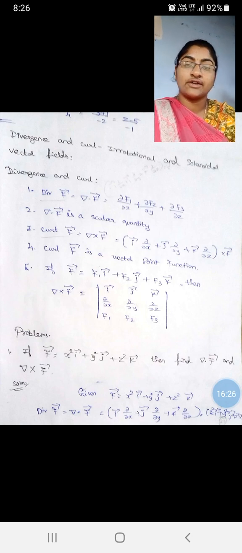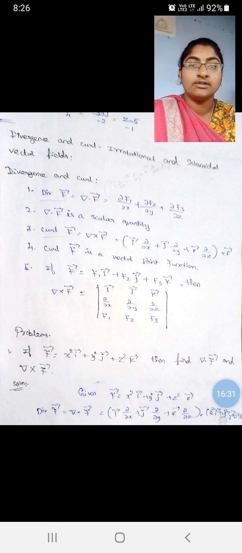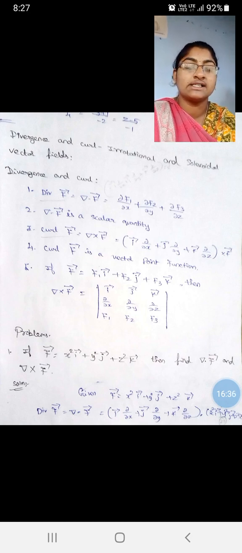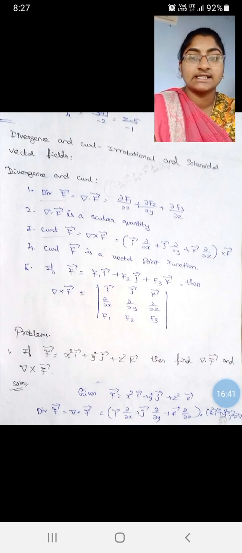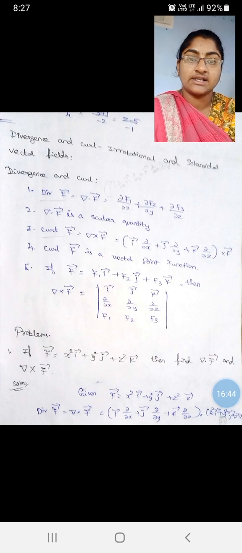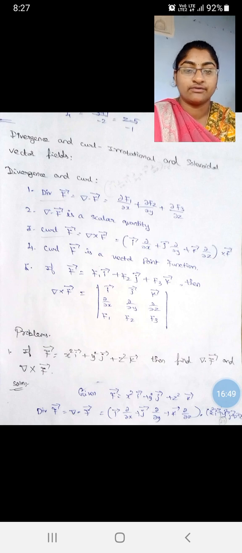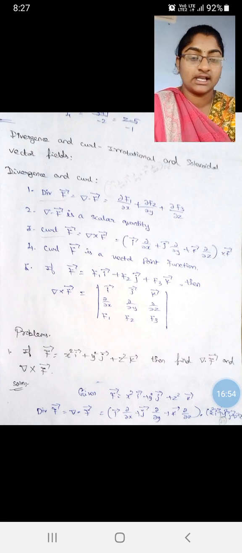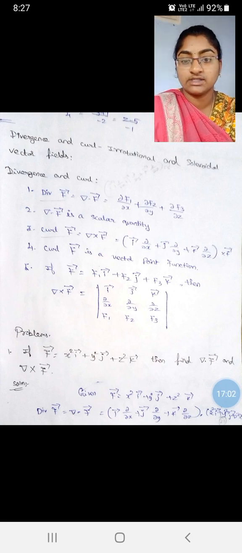Next is curl. Curl f vector is equal to del cross f vector. We know the value for del. So, del cross f vector, see the fifth point, the formula for the curl, is equal to the determinant with i vector, j vector, k vector, tau by tau x, tau by tau y, tau by tau z, f1, f2, f3. So, we will see it in the problem. Here we are going to see divergence and curl. Divergence is del dot f vector equal to 0. Curl is del cross f vector equal to 0.